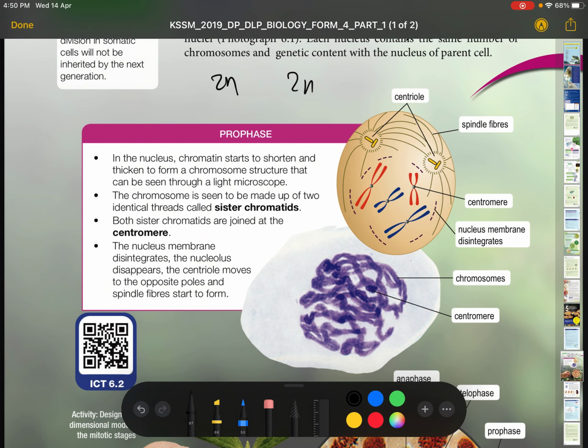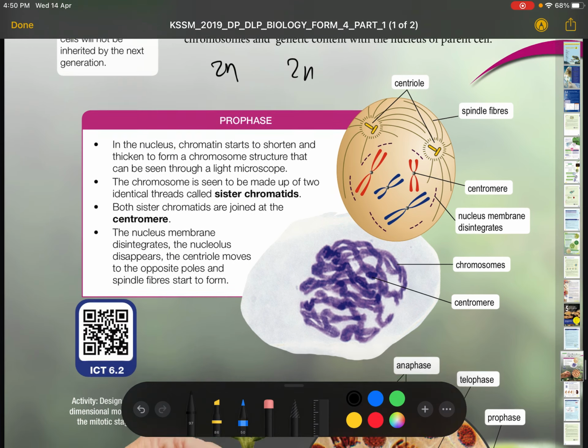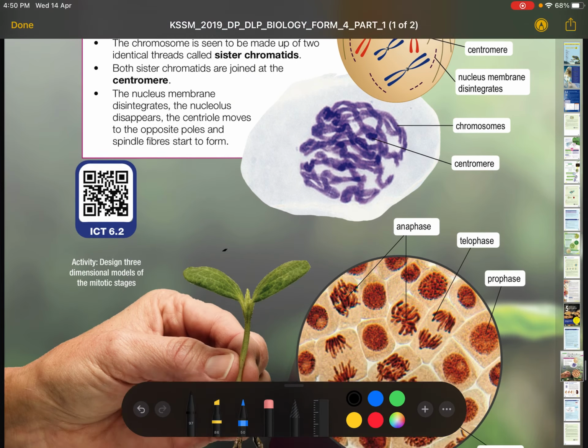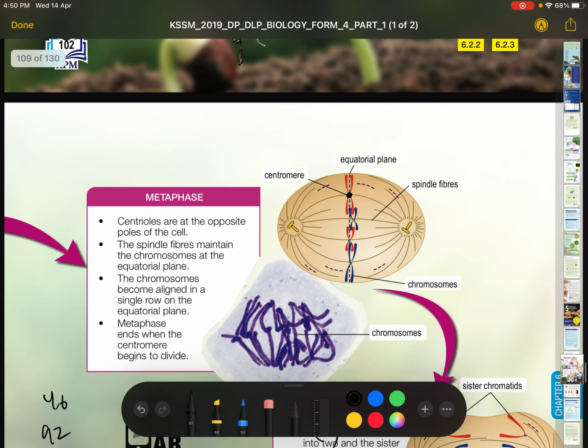The centrioles appeared during interphase. There are two of them, and each of them goes to its own separate pole. Then these centrioles start to form spindle fibers, and the spindle fibers connect to the centromere. When the spindle fibers connect to the centromere, they move the chromosomes to the equatorial plate, and this is when metaphase starts.